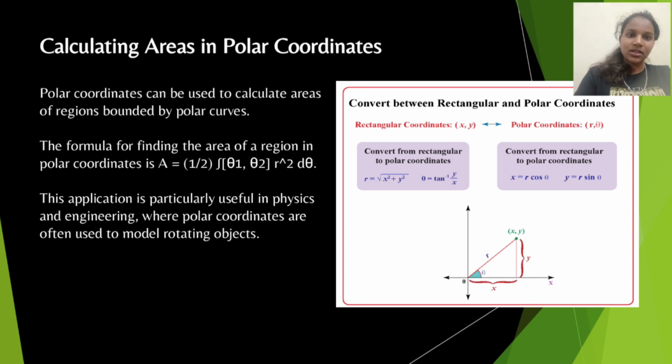Calculating areas in polar coordinates. Polar coordinates can be used to calculate areas of regions bounded by polar curves. The formula for finding the area of a region in polar coordinates is A equals 1 by 2 times the integral from theta 1 to theta 2 of r square d theta. This application is particularly useful in physics and engineering, where polar coordinates are often used to model rotating objects.